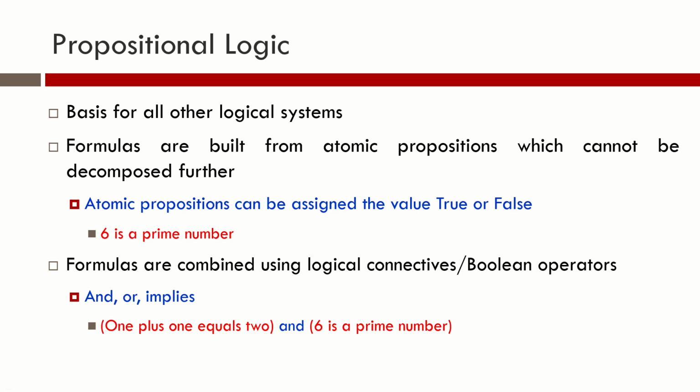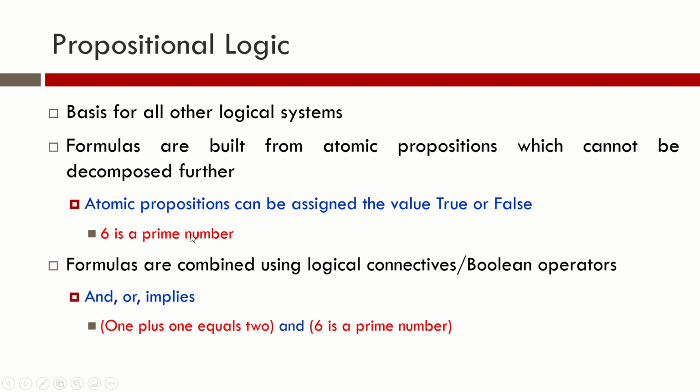"6 is a prime number" is an example of an atomic proposition. And see, the statement "6 is a prime number" has a truth value false. So, this is an atomic proposition having the truth value false. Now, again, 1 plus 1 equals 2. That is an atomic proposition whose truth value is true.